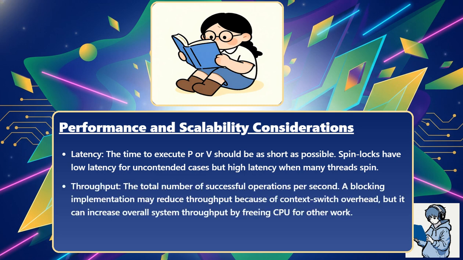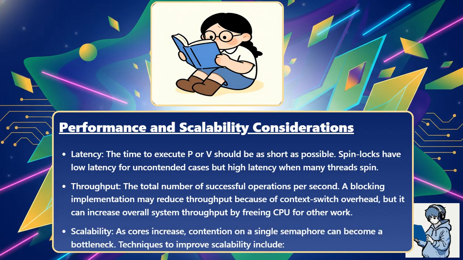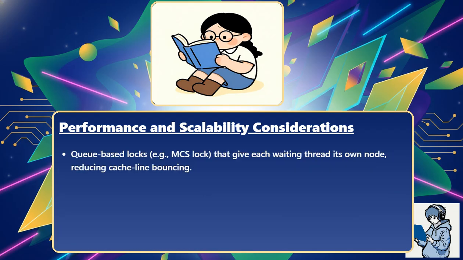Throughput: the total number of successful operations per second. A blocking implementation may reduce throughput because of context switch overhead, but it can increase overall system throughput by freeing CPU for other work. Scalability: as cores increase, contention on a single semaphore can become a bottleneck. Techniques to improve scalability include queue-based locks, e.g. MCS lock, that give each waiting thread its own node, reducing cache line bouncing.